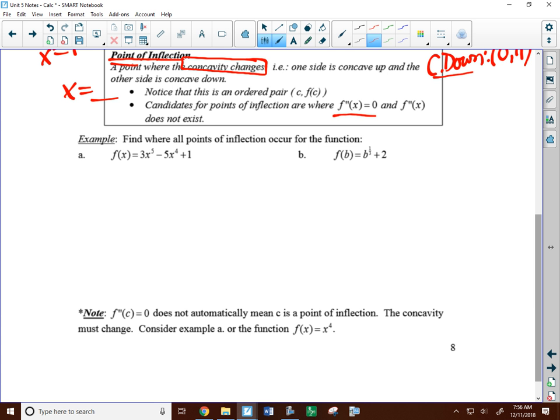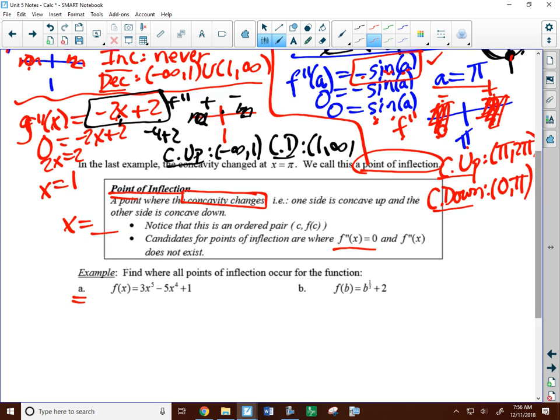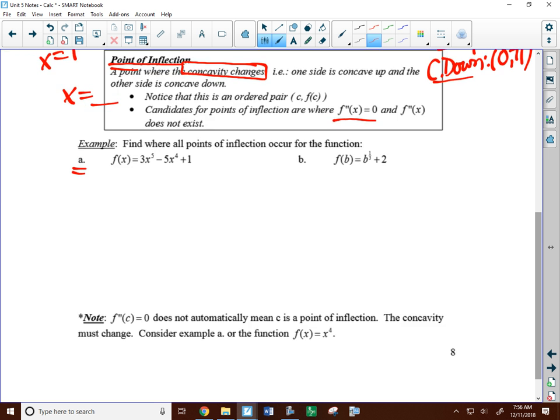So let's try it for this one here. We saw up on this one, it changed at pi, so that one was a point of inflection. Let's find all possible points of inflection for this one. This, I have to just directly go to the second derivative.